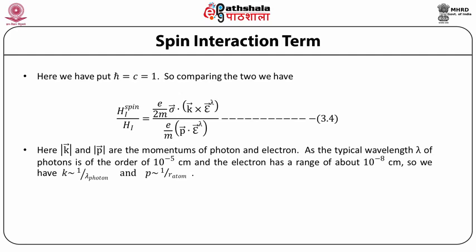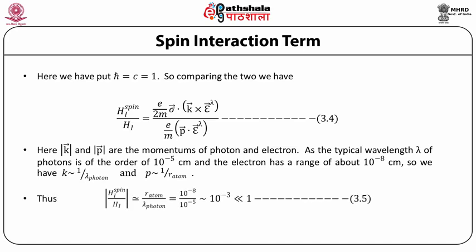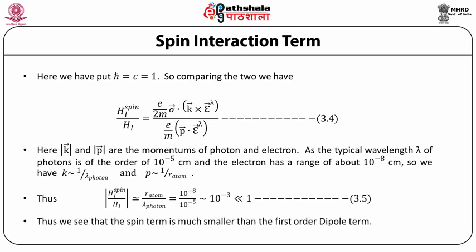As the typical wavelength lambda of the photons is of the order of 10 raised to minus 5 centimeters and the electron has the range of 10 raised to minus 8 centimeters, so we have k of the order of 1 over lambda of the photon and p is of the order of 1 by r of the atom. Thus H_I spin by H_I is equal to r, the radius of the atom, divided by the wavelength of the photons. That is 10 raised to minus 8 by 10 raised to minus 5 in centimeters. This is equal to 10 raised to minus 3, which is much less than 1. Thus we see that the spin term is much smaller than the first order dipole term.